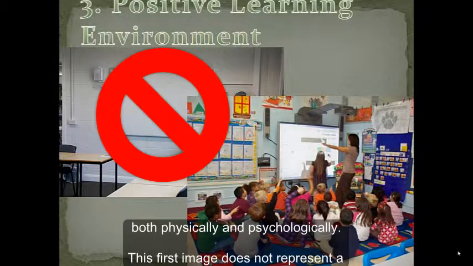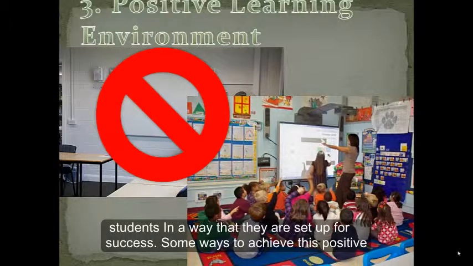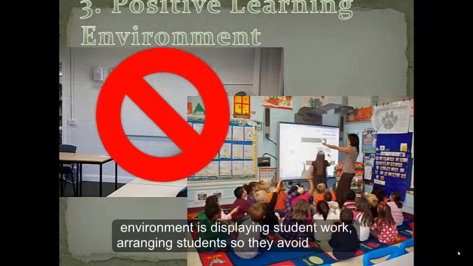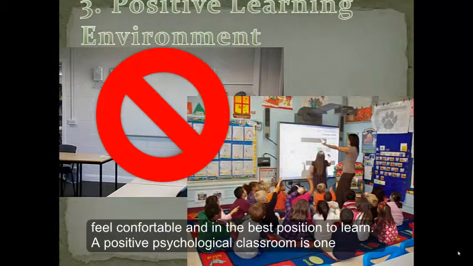This first image does not represent a positive environment, while the second picture does. A positive physical learning environment situates students in a way that they are set up for success. Some ways to achieve this positive learning environment are displaying student work, arranging students so that they are avoiding conflict, and putting certain students towards the front. The strategies make students feel comfortable and in the best position to learn.